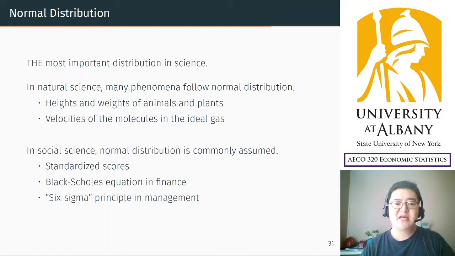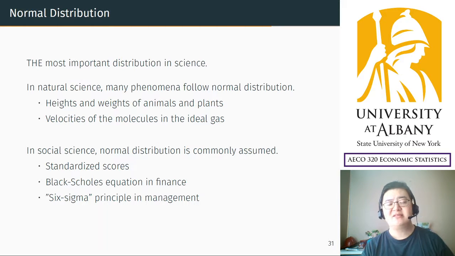Also in social science, normal distribution is commonly assumed. So we have to make assumptions to proceed with the argument. And in that case, if you assume a strange distribution, people may not believe it, but normal distribution is often acceptable, right? For example, standardized test scores. When you have test scores, it's believed to be a normal distribution.